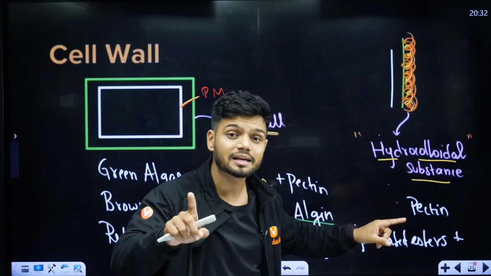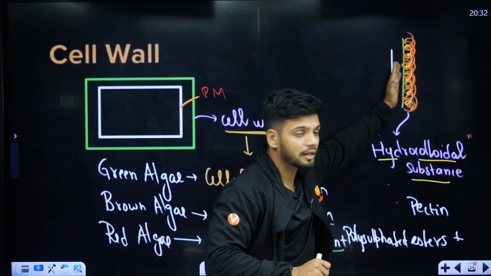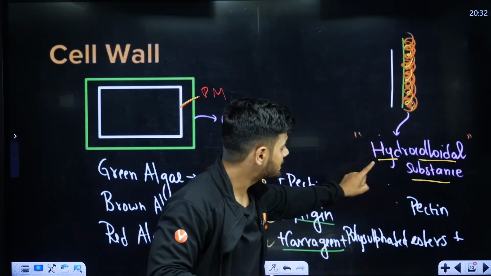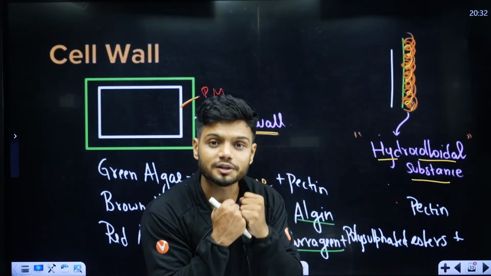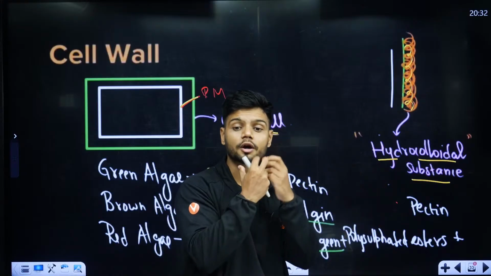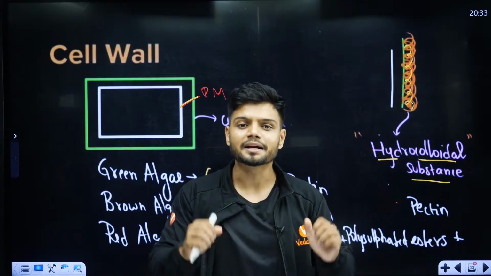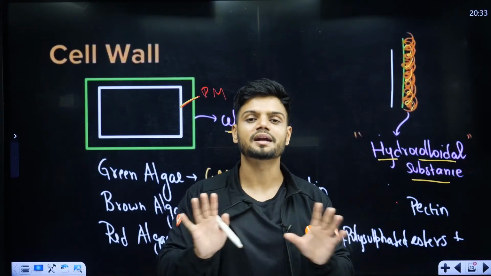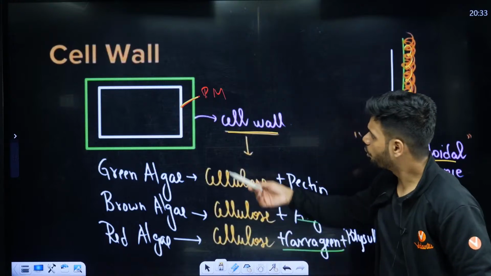So outside the algae's cell wall, friends, on the outer side of the cell wall, there is something called hydrocolloidal substance. It will hold water, just like moisturizer. It will hold the water, and it will make sure the algae doesn't dry out. Students, algae doesn't dry out.